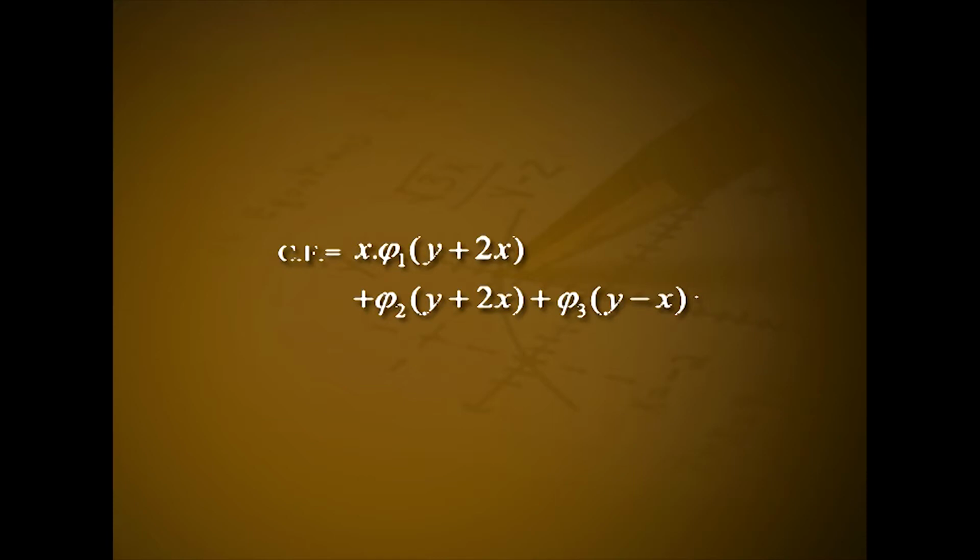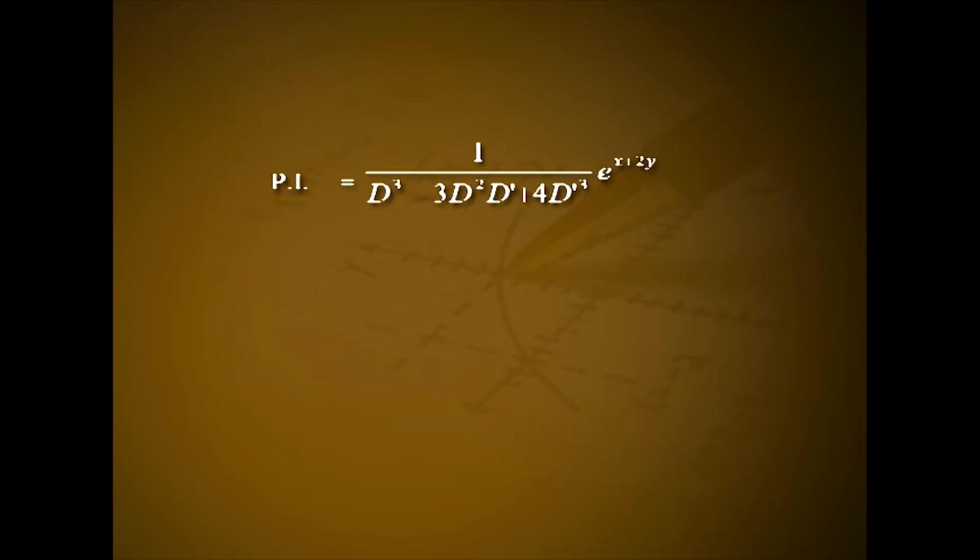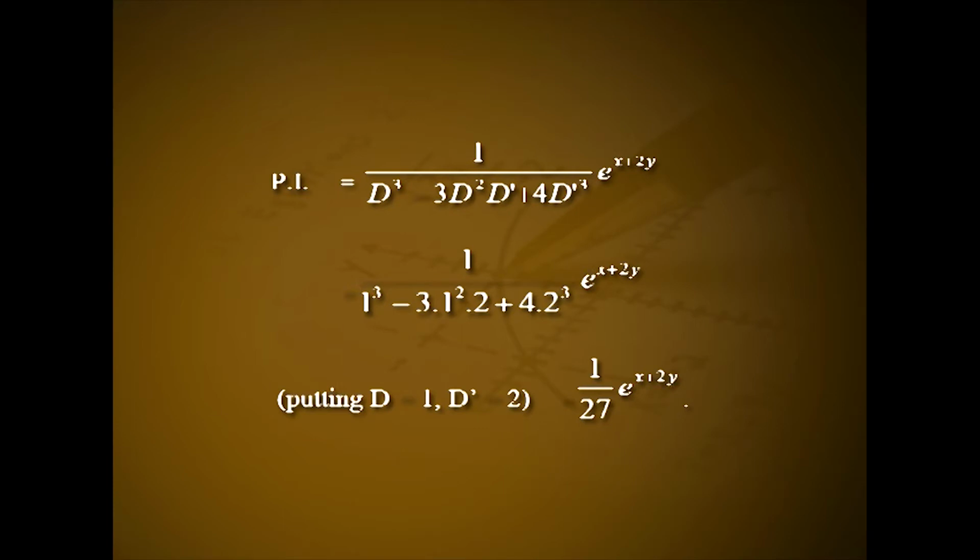The complementary function is CF = xφ₁(y + 2x) + φ₂(y + 2x) + φ₃(y − x). The particular integral is PI = 1/(D³ − 3D²D′ + 4D′³) e^(x+2y), which is equal to 1/(1³ − 3·1²·2 + 4·2³) e^(x+2y). Putting D = 1 and D′ = 2, we get 1/27 e^(x+2y).